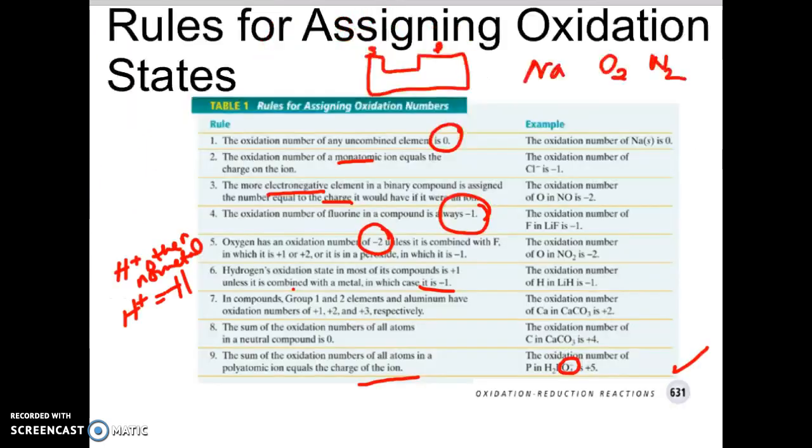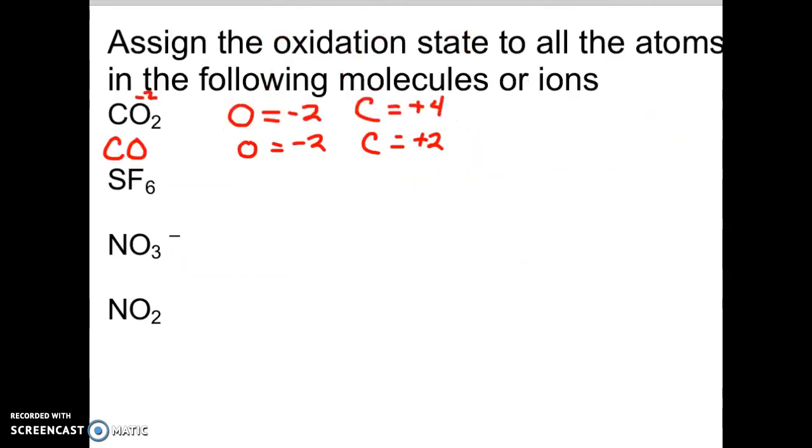I'm going to go back to this rule here, which says, I'm trying to find it, rule number 4 right here says fluorine always has a -1 charge. So I can say for sure fluorine has a -1 charge. So if fluorine is a -1 and I have 6 of them, that means that sulfur has to be a +6. See, so that's not so bad.